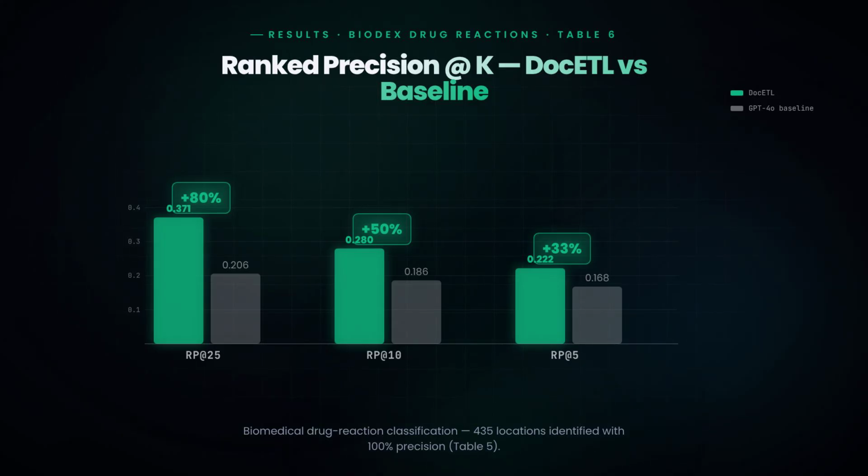Result at RP at 25, which effectively measures recall since most articles have fewer than 25 relevant labels: 0.371 for DocETL versus 0.206 for Lotus. An 80% improvement. At RP at 5 and RP at 10, 33% and 50% better respectively.